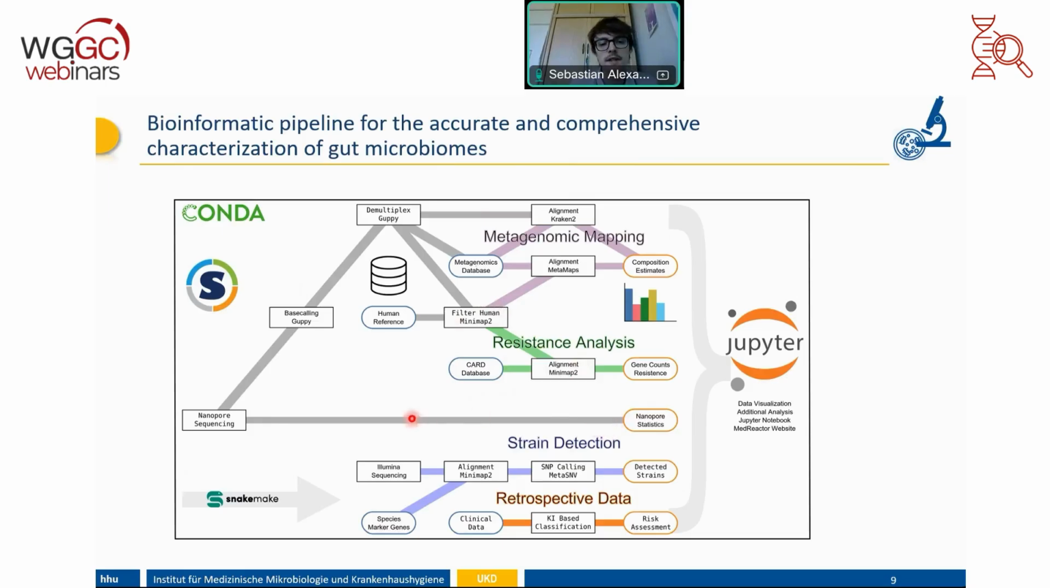And also we did Illumina sequencing for some samples, combined it with our nanopore results, and used this to look deeper into the microbial composition, not only on species level, but one step further on strain level. But I will come to this at a later time point.